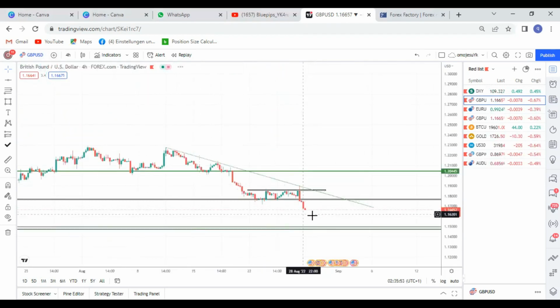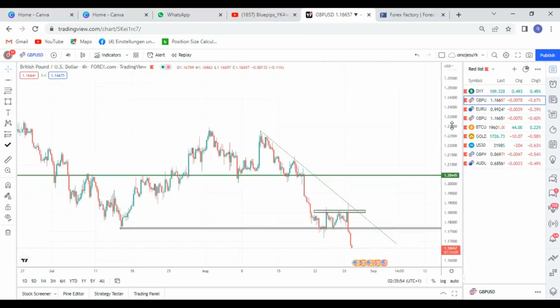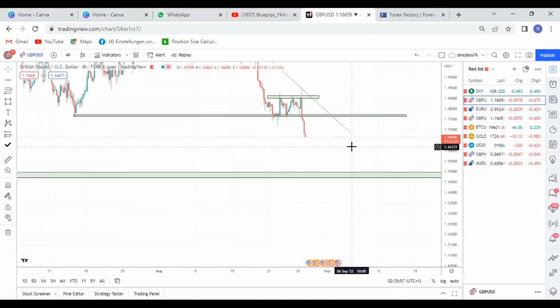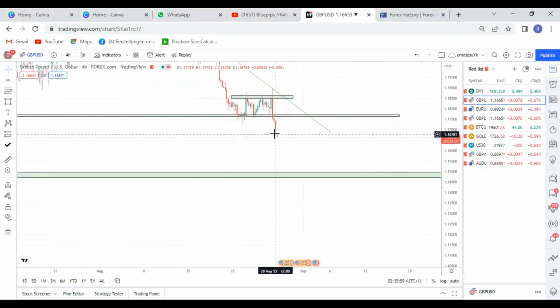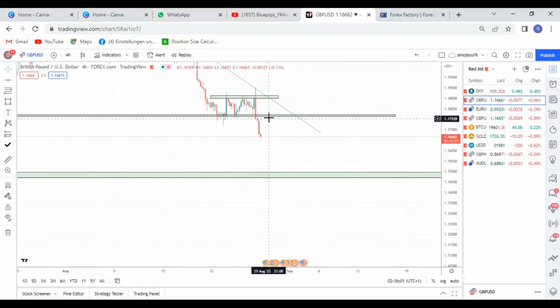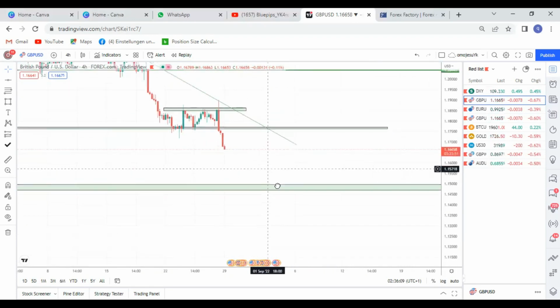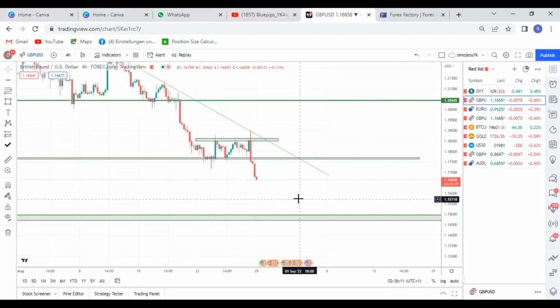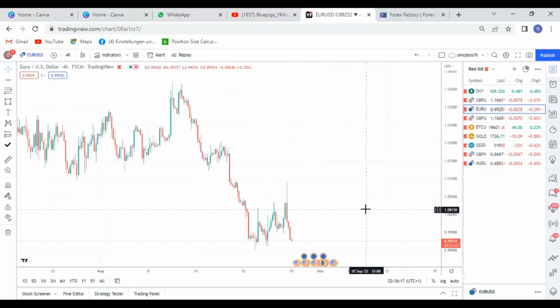Then let's go to our 4 hours. You just look for an entry. You don't jump into this kind of market. Just wait for at least a retest, for the market to retest back to at least this point, then you join the trade. So that's what's going to happen this week on GBP USD. That's what I'm expecting. Now let's go to Euro.